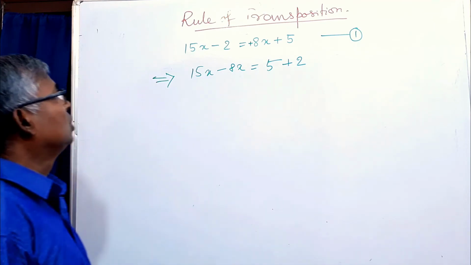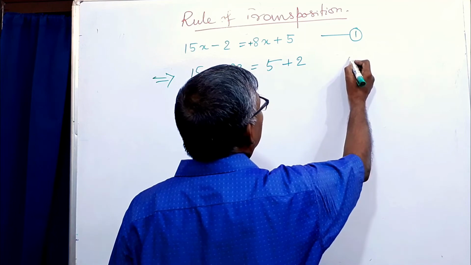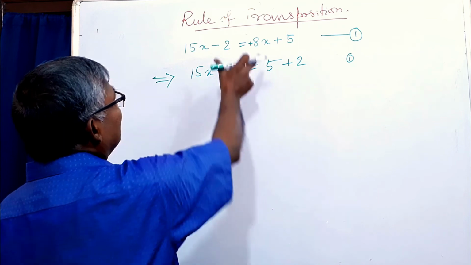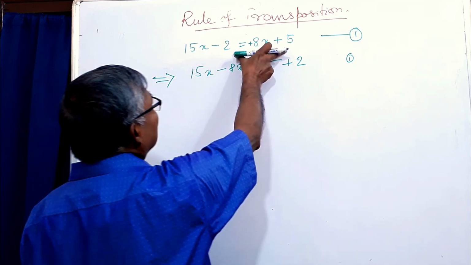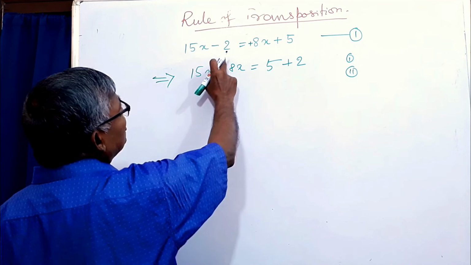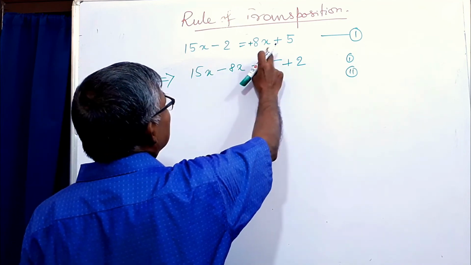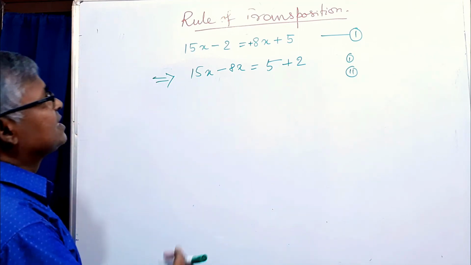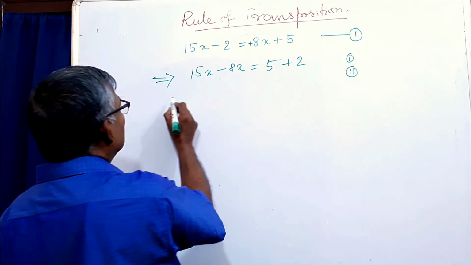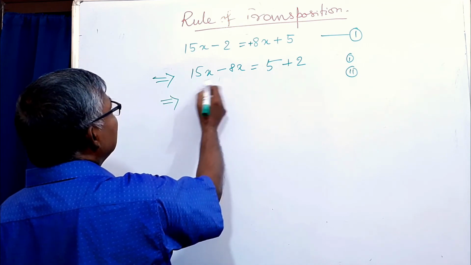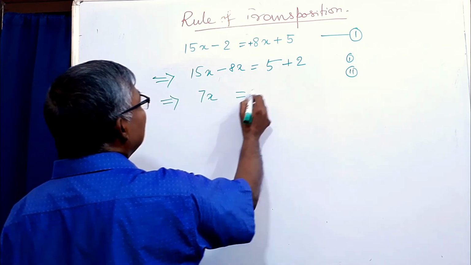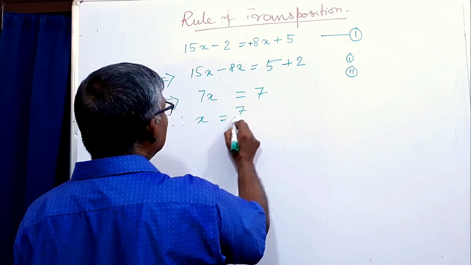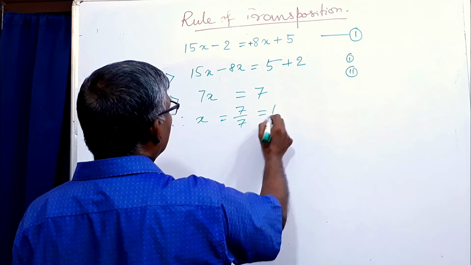It is the rule. Here also two principles you have to follow. One, while transposing you must consider the like terms and the constant term. Secondly, after transposing, here is 8x plus, after transposing it will be minus. Only these two criteria are here. So what will we get now? It is 7x and here is 7. Therefore, x equals 7 by 7 equals 1.